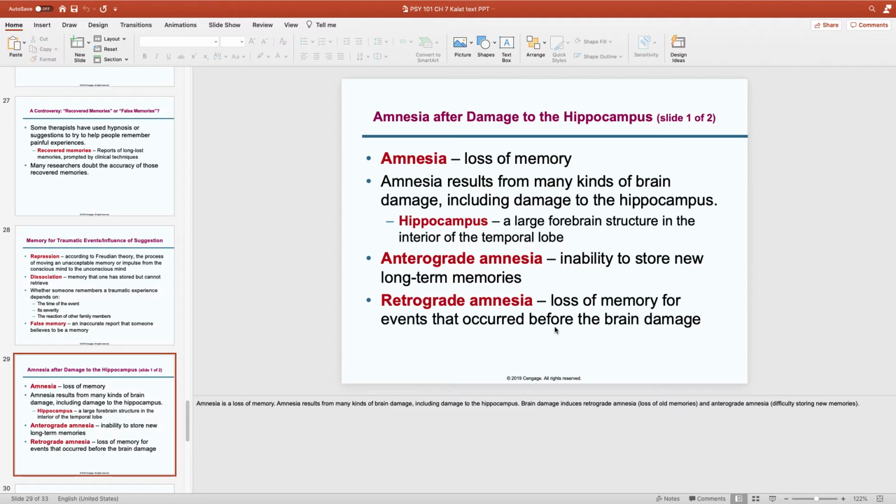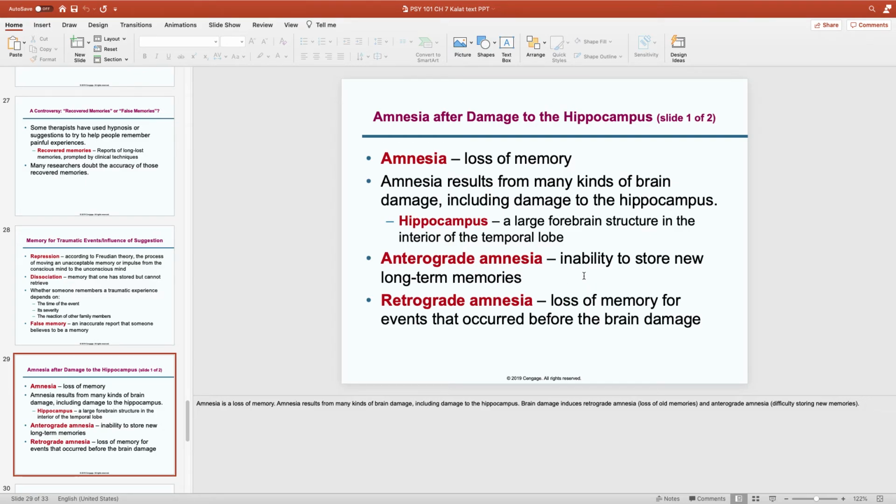Okay, there was a patient named Henry Molaison, also known as HM, and that person is referenced in the text as HM. In 1953, that patient had their hippocampus removed because they were experiencing severe seizures. And when he had his hippocampus removed, they were able to see this kind of loss of memory with amnesia. And there's a couple of different kinds.